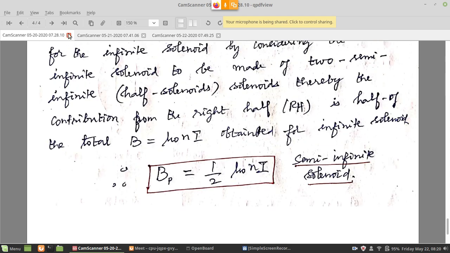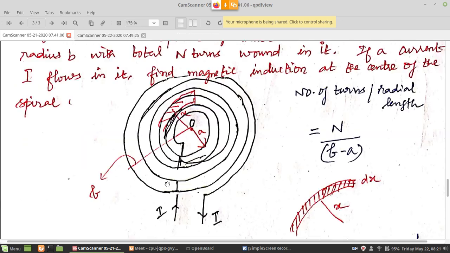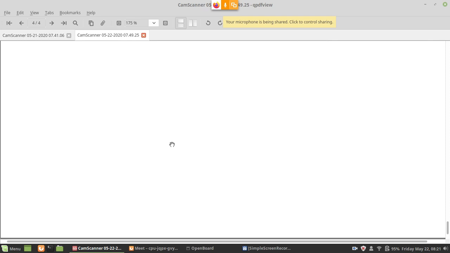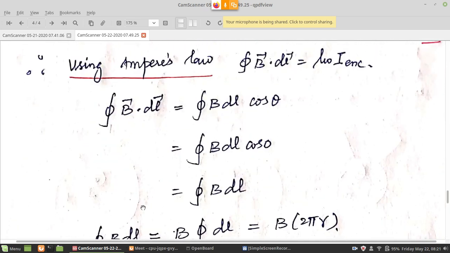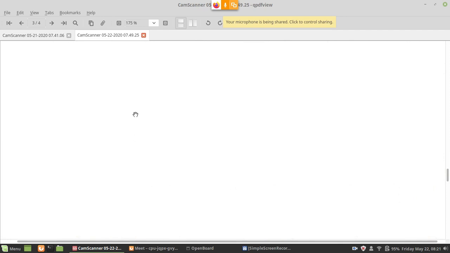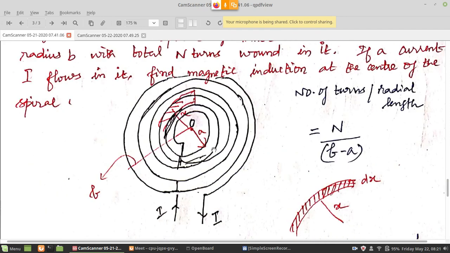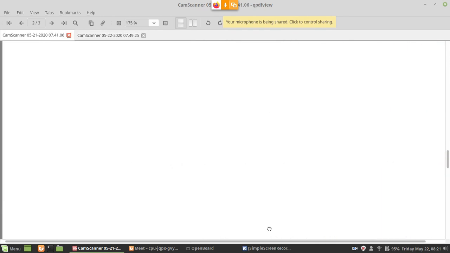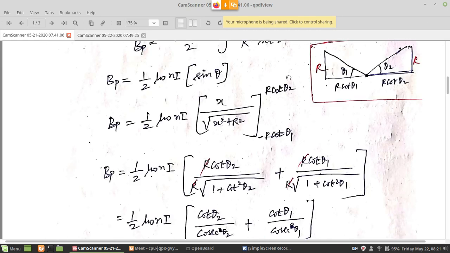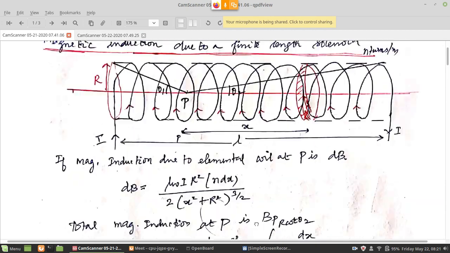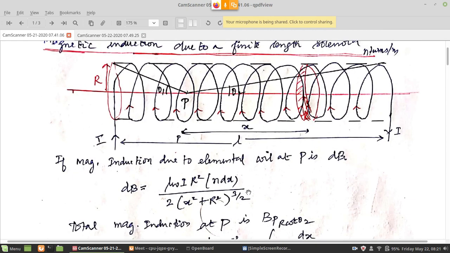Right. Now one more case is pending here. What is that case? It is written somewhere here. We have to do the finite solenoid. Yeah. So this is a slightly different case.